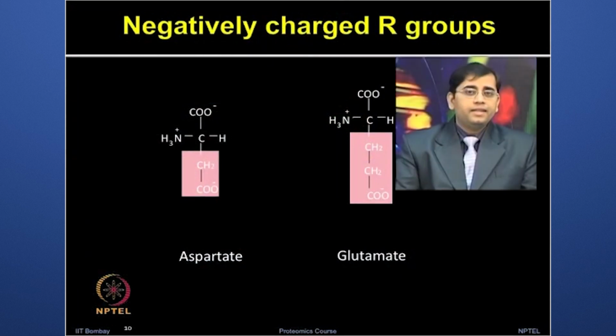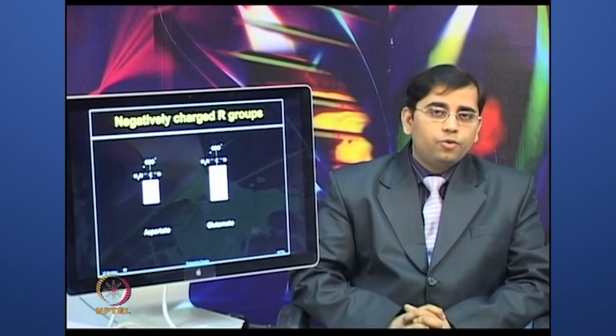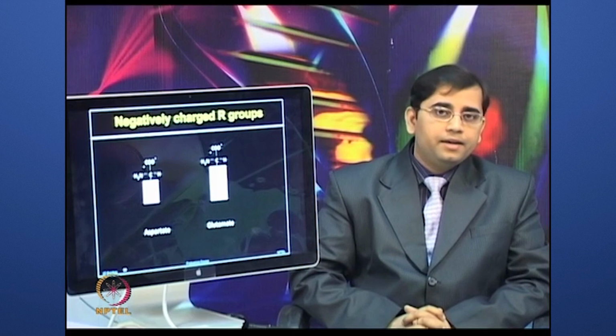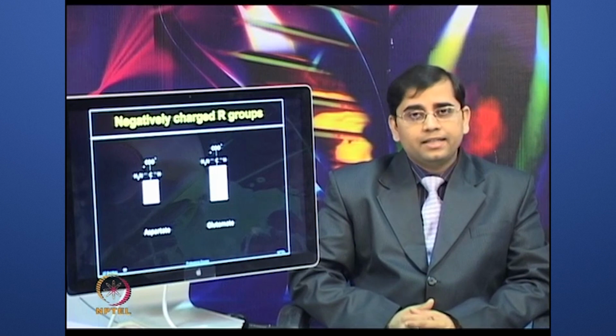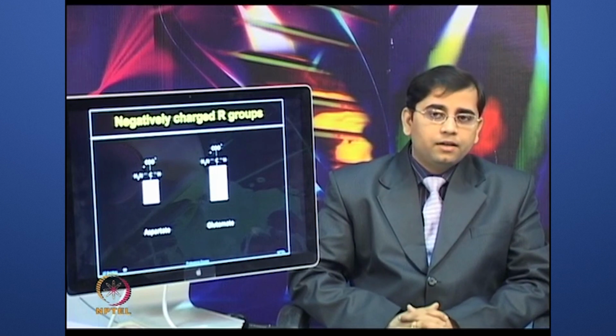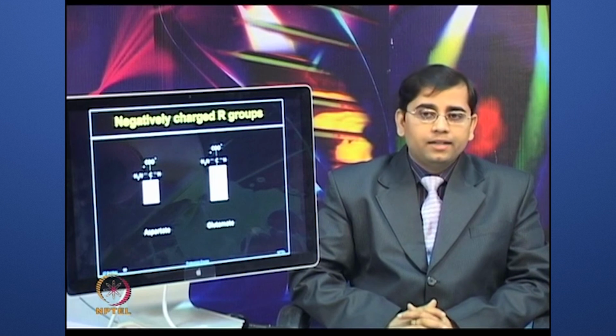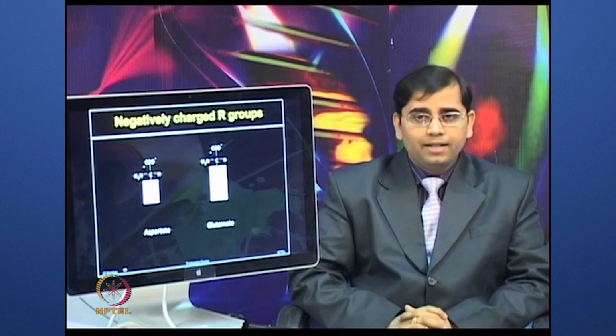The next group is negatively charged R groups: aspartate or glutamate, or aspartic acid or glutamic acid. They are named aspartate and glutamate because at physiological pH, the side chain of these amino acids lacks a proton present in the acid form. Therefore, these amino acids are negatively charged. Aspartate is the carboxylate anion of aspartic acid, whereas the carboxylate anions and salts of glutamic acid are known as glutamate.